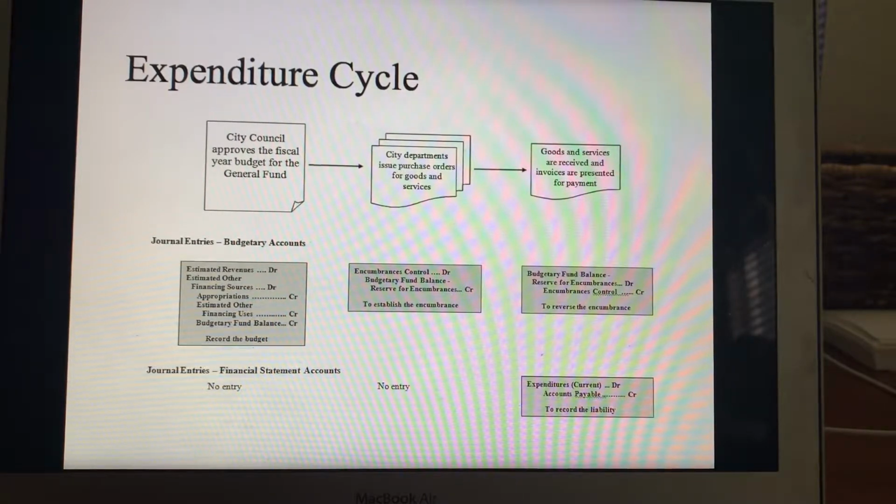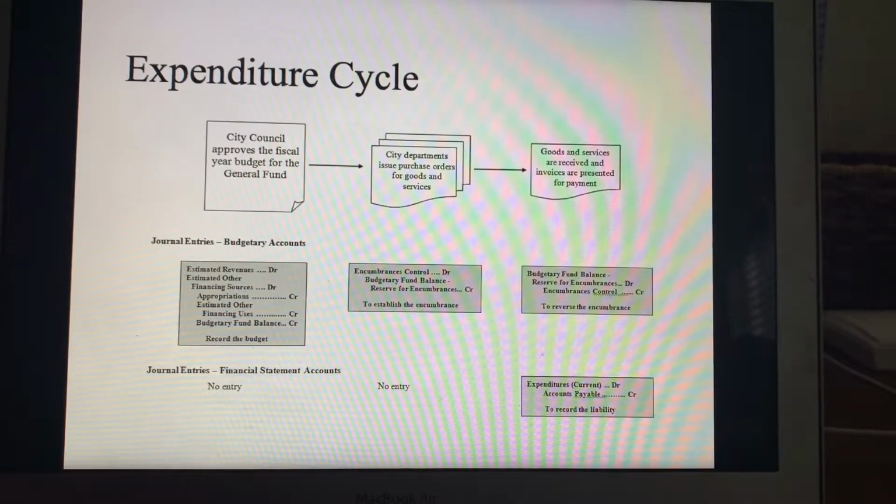To reverse the encumbrance, budgetary fund balance reserved for encumbrances is debited, encumbrance control is credited, so that just completely reverses it. Journal entry for financial statement, there's no entry. To record a liability, bottom right here, it shows expenditures current, debit, accounts payable is credited, so we're actually recording a liability there.